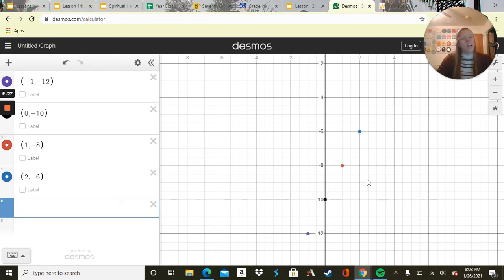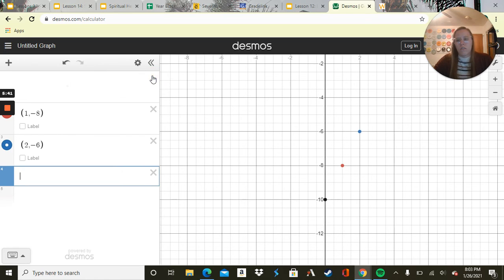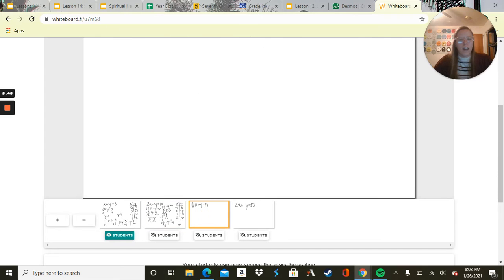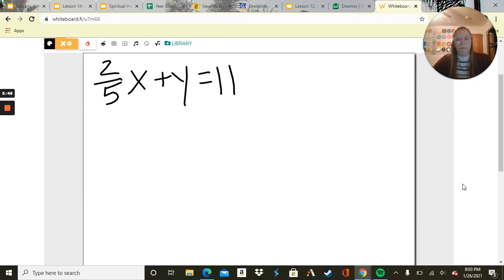Okay, so same thing again. They all are in a straight line. Okay. So one more like that, and then we'll look at a word problem.